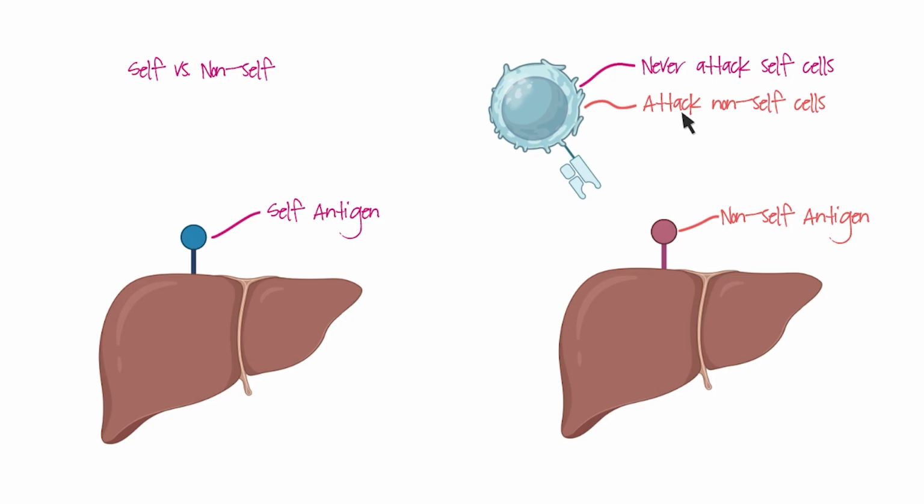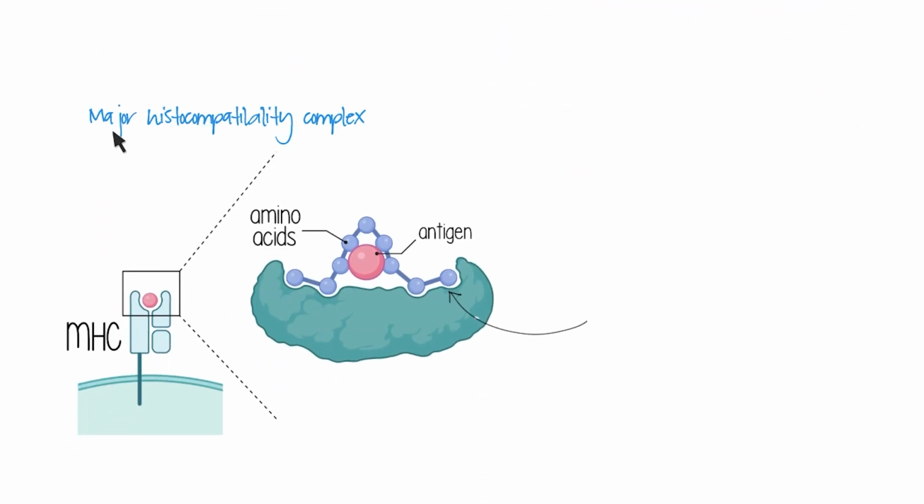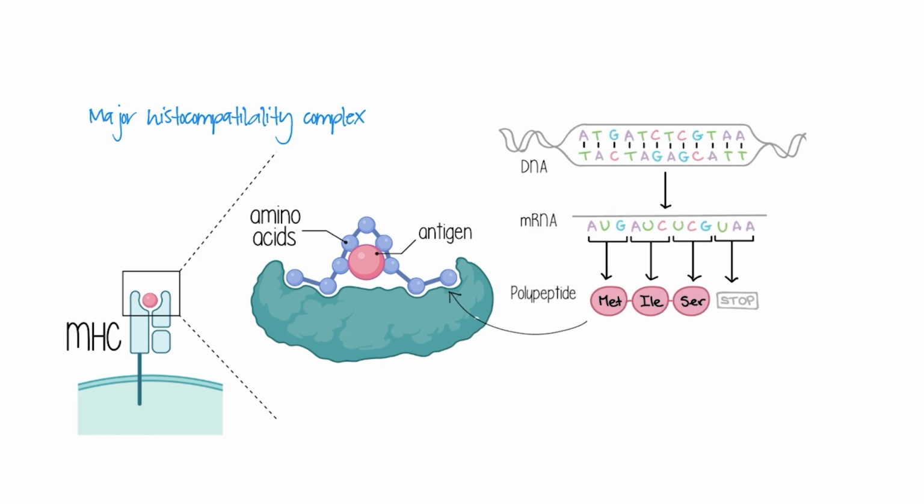Now, the way our immune cells identify which cells have self-antigen and which cells have non-self-antigen is by using a particular protein on their own cell surface membrane called the Major Histocompatibility Complex, or MHC for short. Being a protein, MHC is encoded by a gene, and in order to make that protein, that gene has to first be transcribed and then translated.